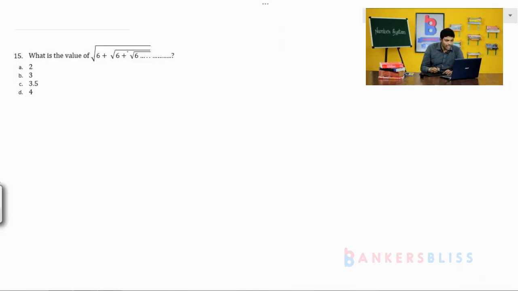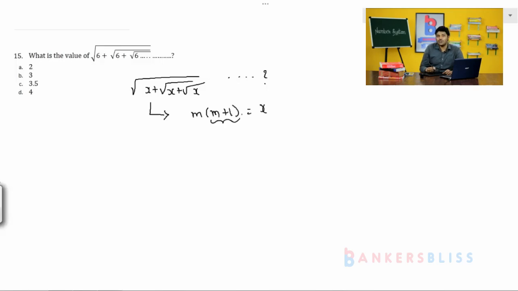See here, if you get a problem like this, root of x plus root of x plus root of x, so what is the answer? Very simple thing. If the pattern is in this format, root of x plus root of x plus root of x, then you factorize the number in such a way that the two successive numbers should give the value of x. So m into m plus 1 is equal to x you should get. So m plus 1, the greater one, is your final answer.